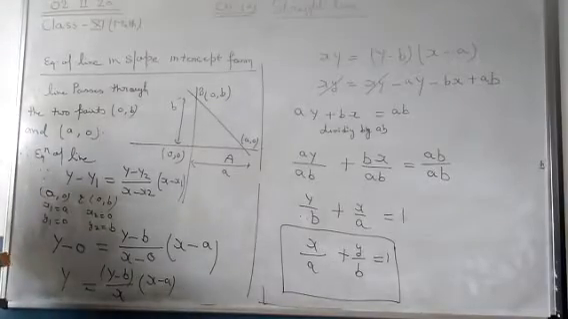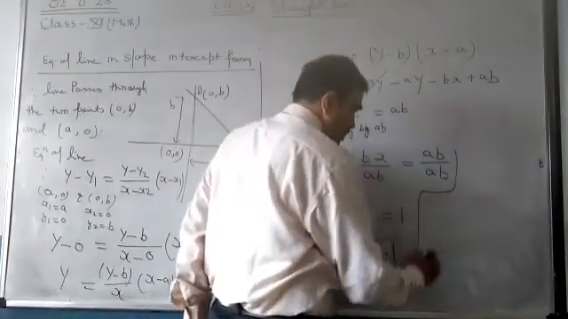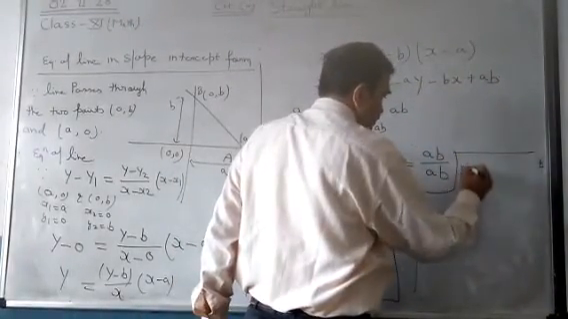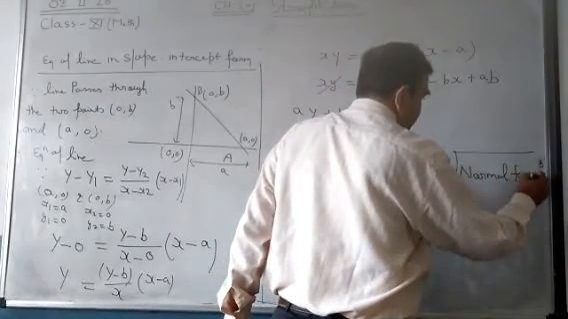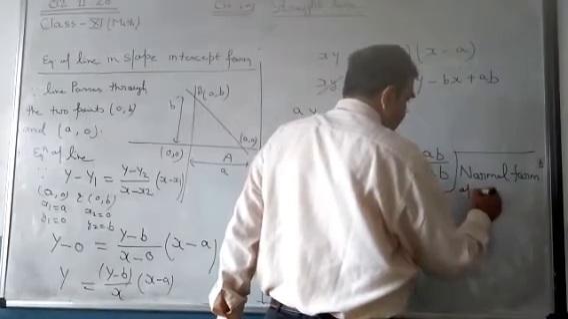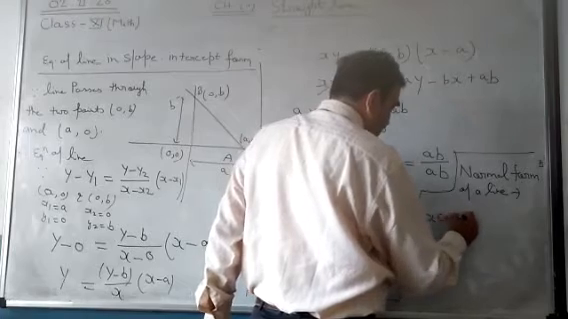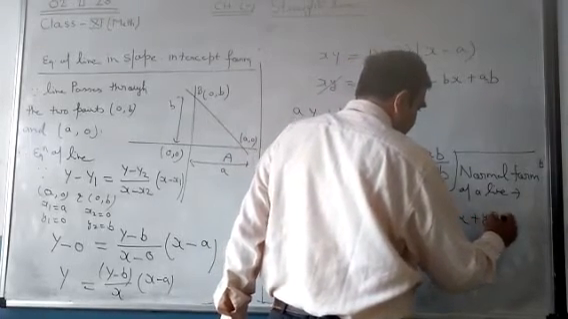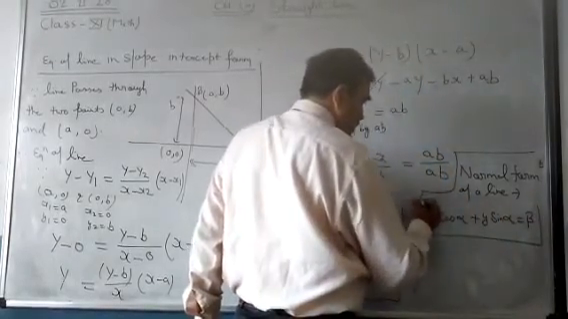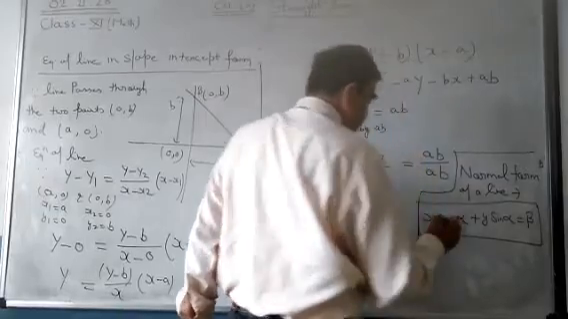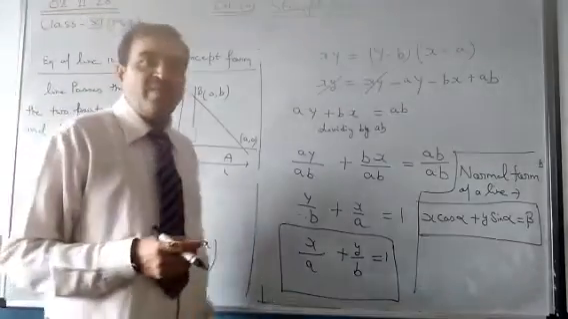And the last one is the normal form of a line. The normal form of a line is x cos alpha plus y sin alpha equals beta. This is the normal form of a line.